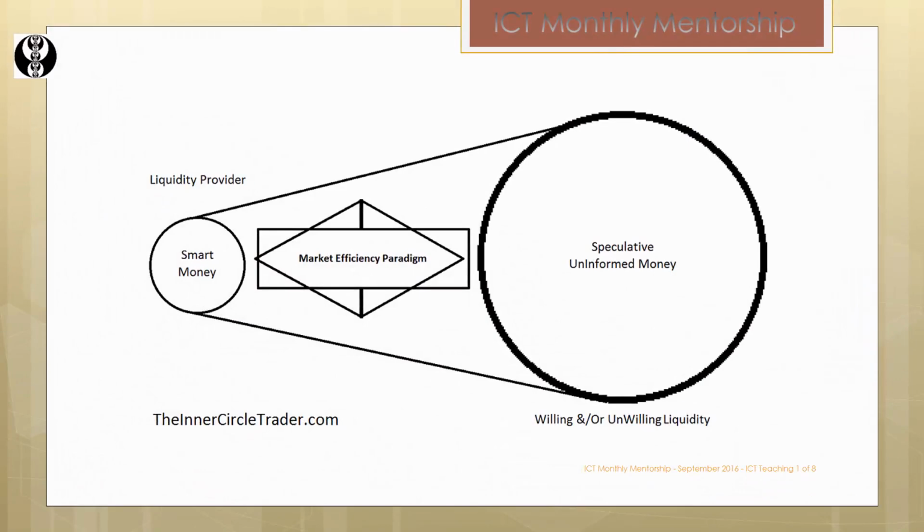Now, understanding those 2 characteristics together will give you a greater understanding of the market efficiency paradigm, how the smart money interprets price, and how they influence the general populace or the speculative uninformed money. It's going to be a rather illuminating tutorial, actually.